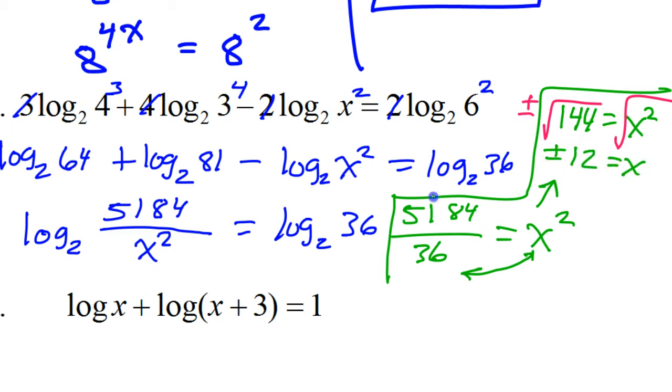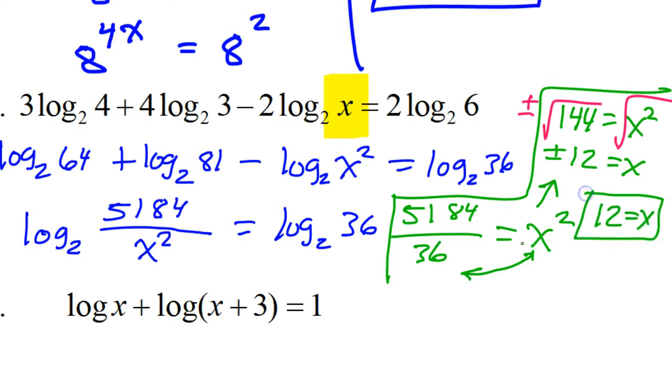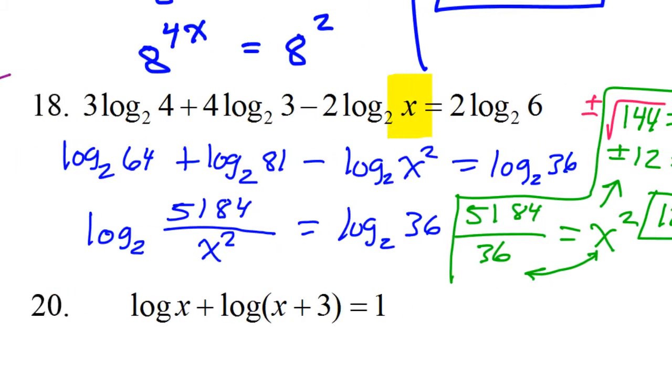However, the negative version is extraneous because you can't take the log of a negative number. So x can't be negative in this case because if you look back at the original problem, right here, we have the log of x. So x itself can't be negative because you can't take the log of a negative number. So that means the answer is only 12, only positive 12. All right, so that's number 18. Any questions on number 18?